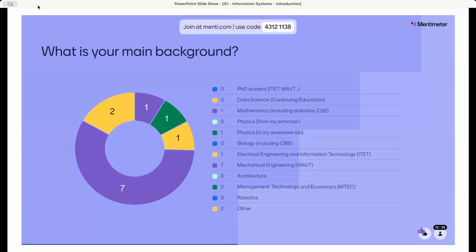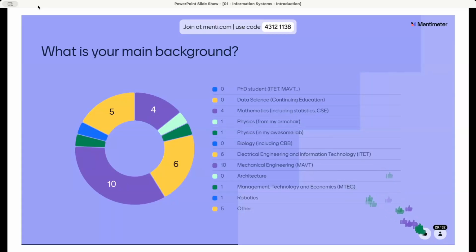We have a lot of mechanical engineers. MAVT, it's the biggest bachelor's curriculum, I think, of ETH, the most popular one. So a lot of mechanical engineers, mathematicians, physicists, not from the armchair, from the lab. Awesome. So that gives me a bit of an idea. By the way, this works in the lecture hall and on Zoom. That's also what makes it nice across the two locations. All right.